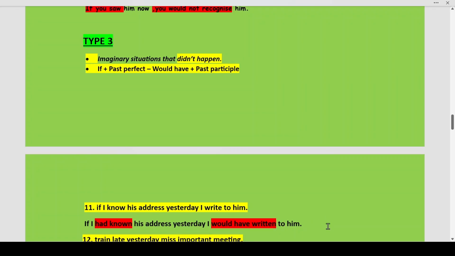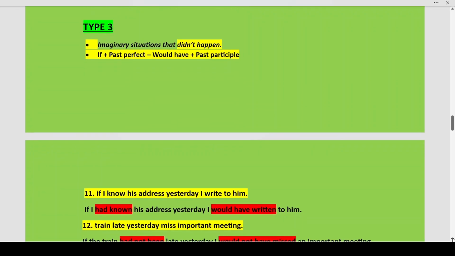So this is actually a type 3 conditional sentence, not a type 2, which is given in your number 7. Now, past perfect, that is had known, would have, and then past participle of write is written. So this is how you will approach these assignments.